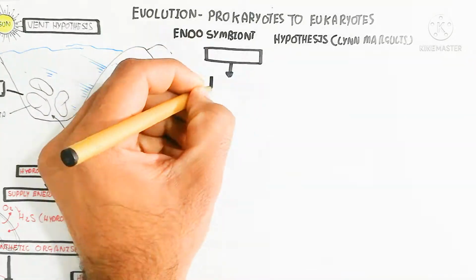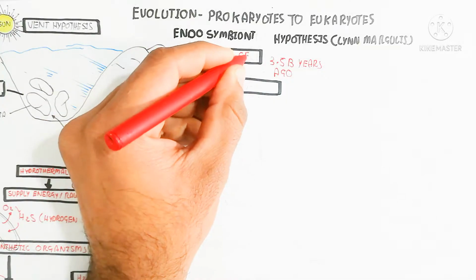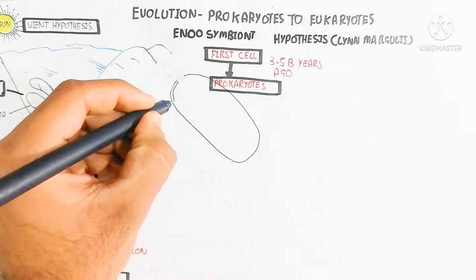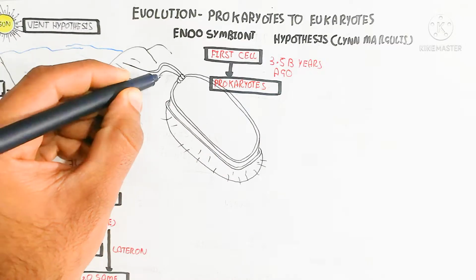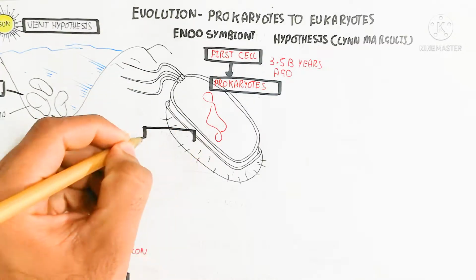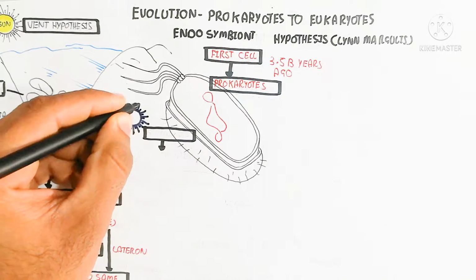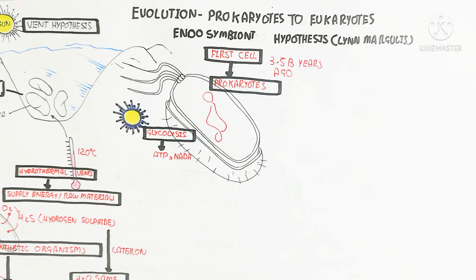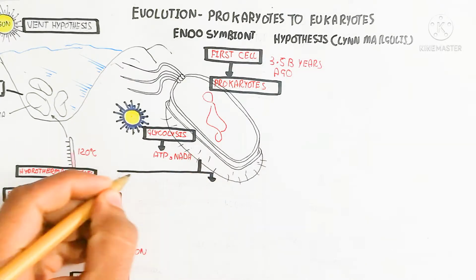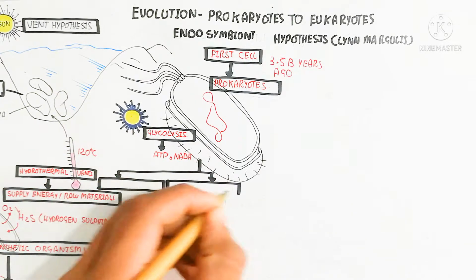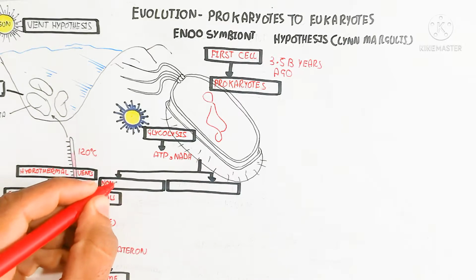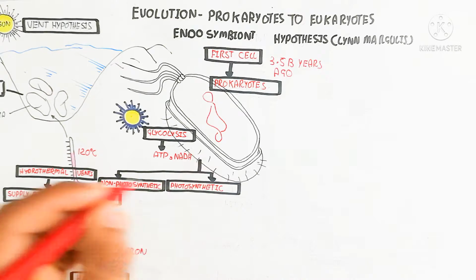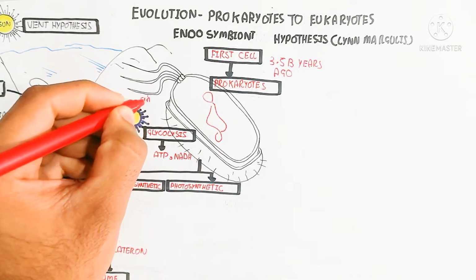Now we will discuss the endosymbiont hypothesis, which was provided by Lynn Margulis. The first cells were basically the prokaryotes, formed 3.5 billion years ago. Pro means before and karyon means nucleus. So without a nucleus it is a bacterial cell, and glycolysis is the important step for the production of ATP and NADPH as energy by the breakdown of glucose, and this is the initial step without using oxygen, while light is used for photosynthesis.